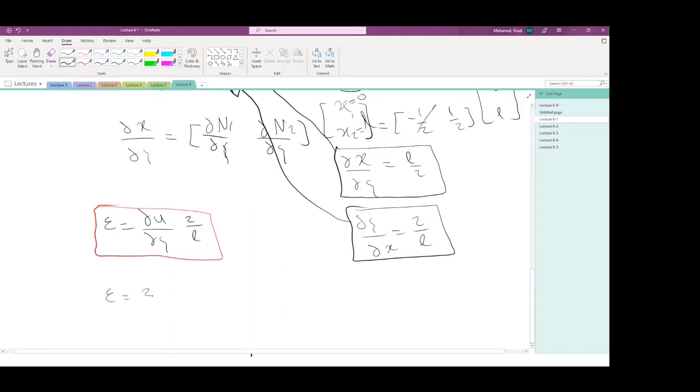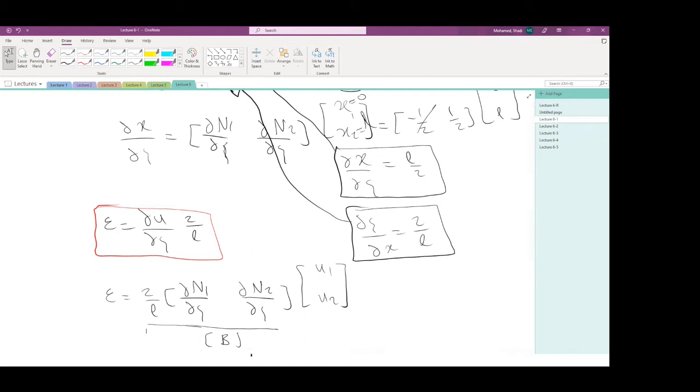I'm just going to take 2 over L first, and then we have the derivative of N1 with respect to xi, the derivative of N2 with respect to xi, multiplied by U1 and U2. You remember that you had this thing here to be the B matrix in the past. Now we have one addition to the B matrix, so this is the whole thing. All right, so the B matrix in this case is 2 over L multiplied by dN1 with respect to xi, dN2 with respect to xi. I'm just going to write down the thing.